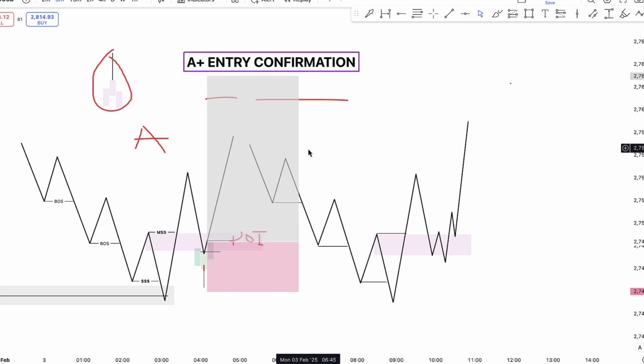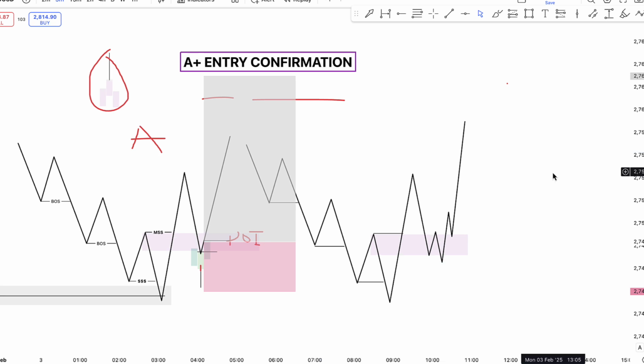The first one I showed you is a bit aggressive. If you want to trade with that, you must learn how to manage your risks. It's more aggressive. But the second type is the type I call the shifting market structure entry confirmation.